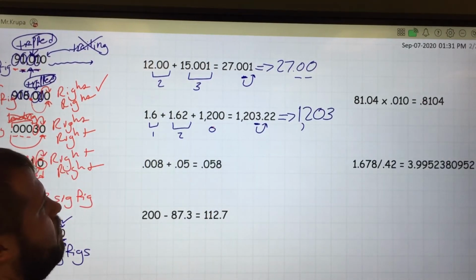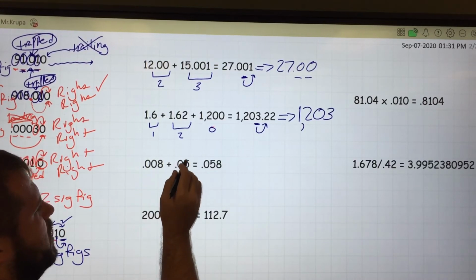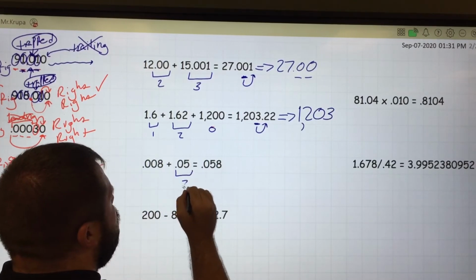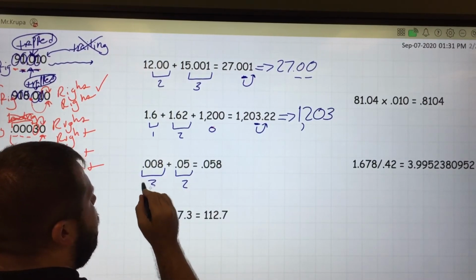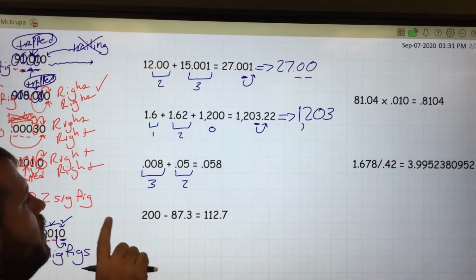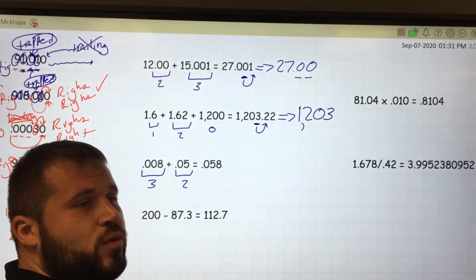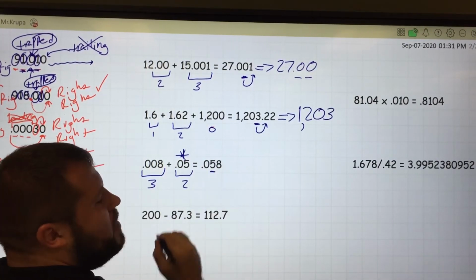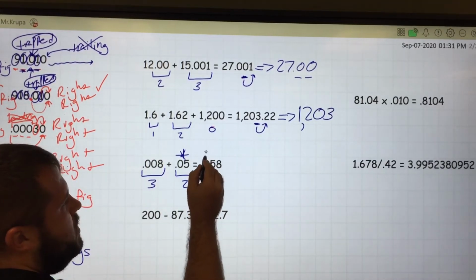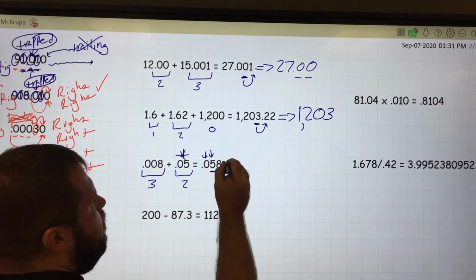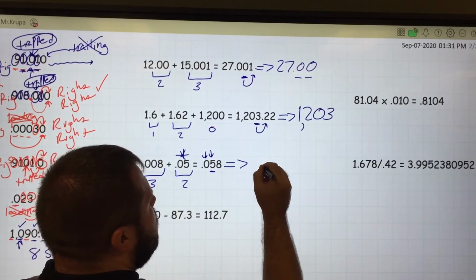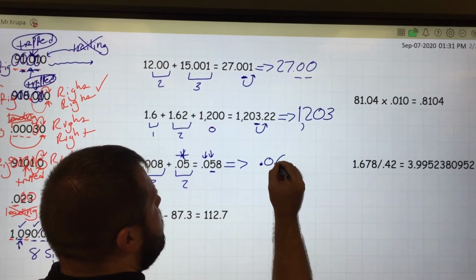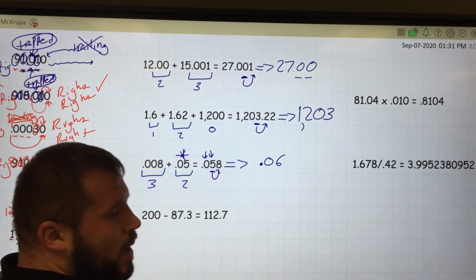Let's look at this next example. 0.008 plus 0.05 gives you 0.058. Here we have 2 decimal places. Here we have 3 decimal places. So the number of decimal places in your final answer can only be 2. That's the least. So we're going to round right here at the 5. 1 decimal place, 2 decimal places. So the final answer is 0.06, because the 8 rounds up the 5.